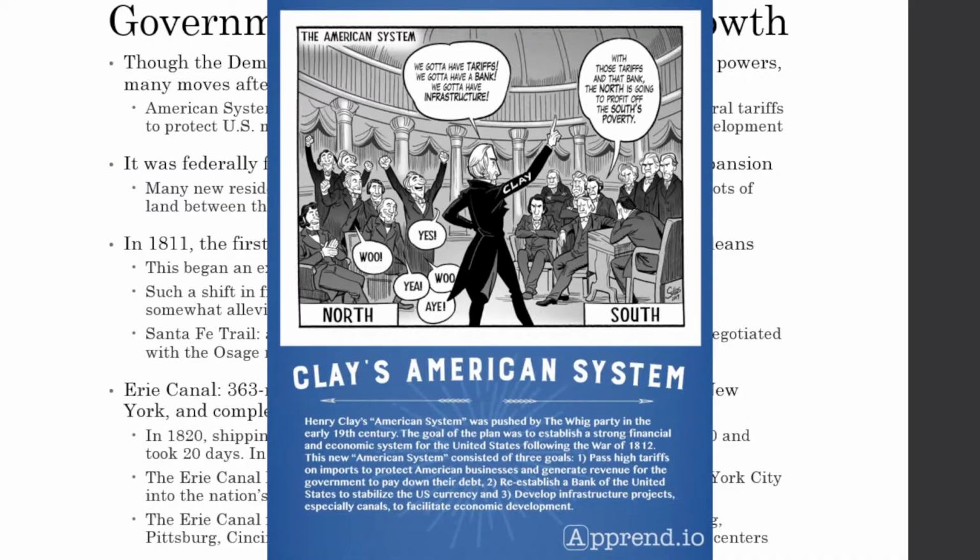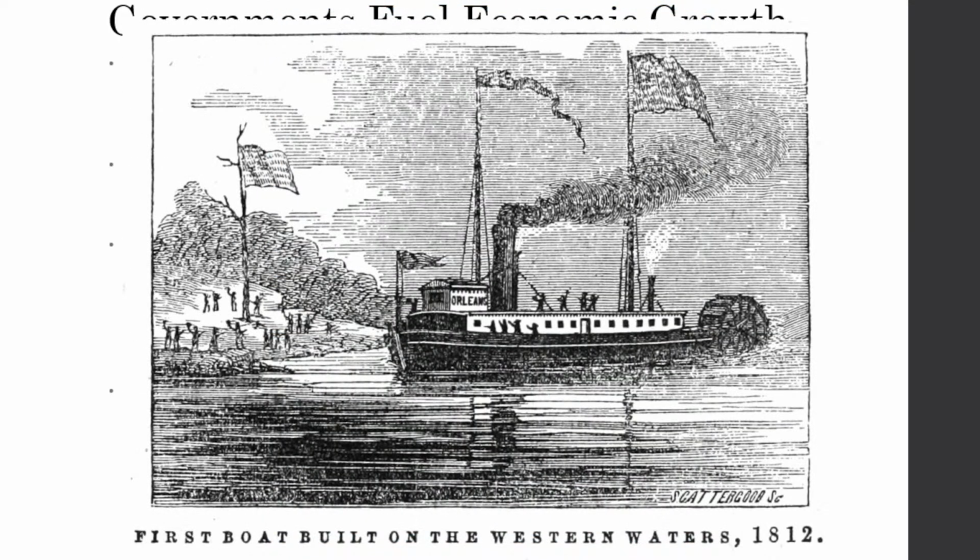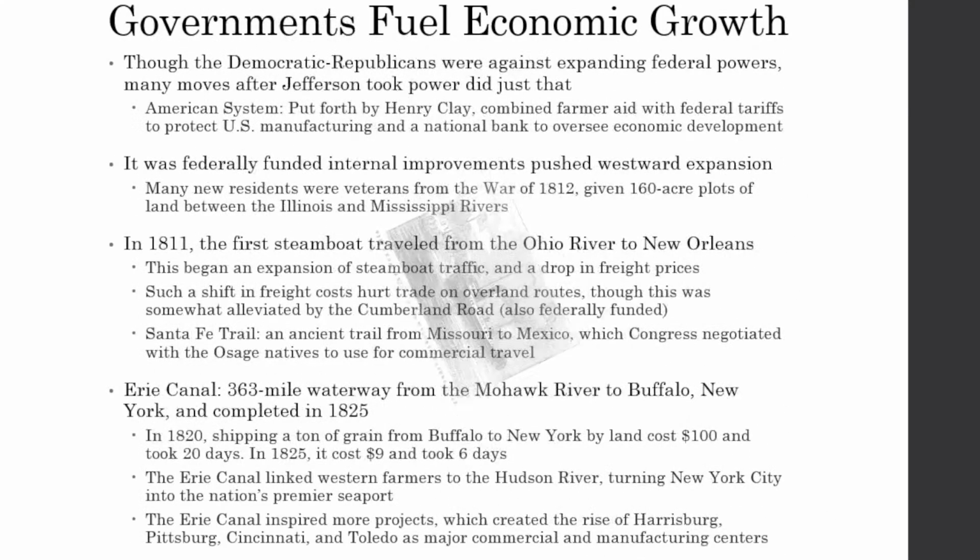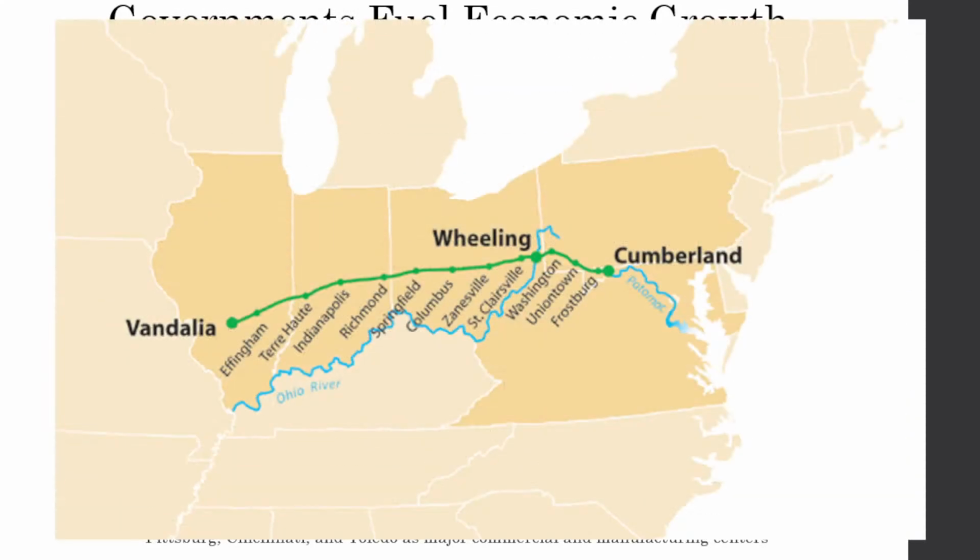So I've just got some stuff here. American system. Tariffs are good for the North, not so great for the South. Yada, yada, yada. There is the Orleans, first boat built on Western waters. This is closer to what we're used to seeing when it comes to old-timey steamboats. The big water wheel on the back. There's the Cumberland Road again.